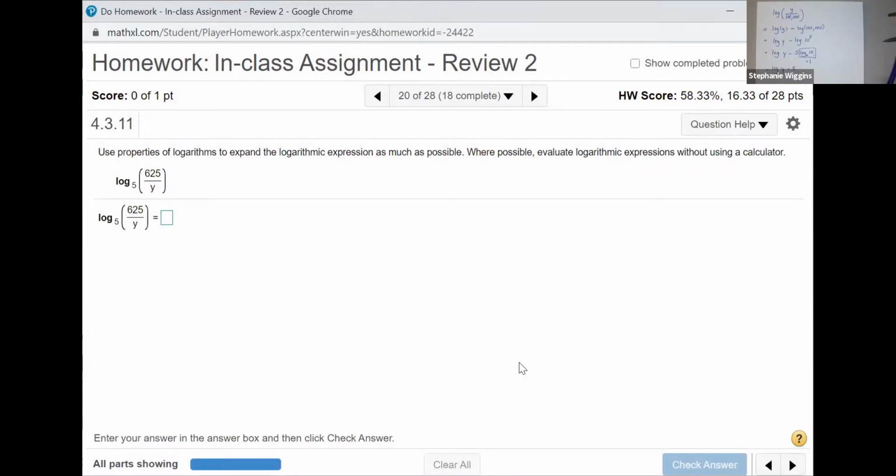Same problem here. We have log base 5 of 625 over y.